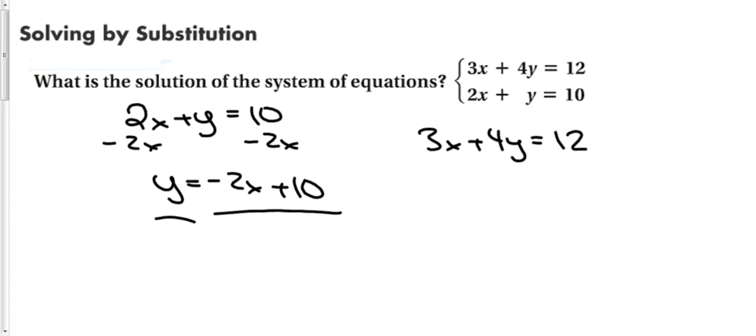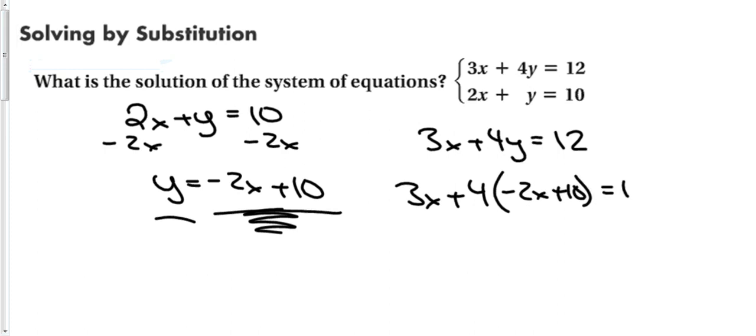So let's do it. 3x plus 4, but instead of writing y, I write my equivalent expression, because y is equal to negative 2x plus 10. So I put negative 2x plus 10 is equal to 12.